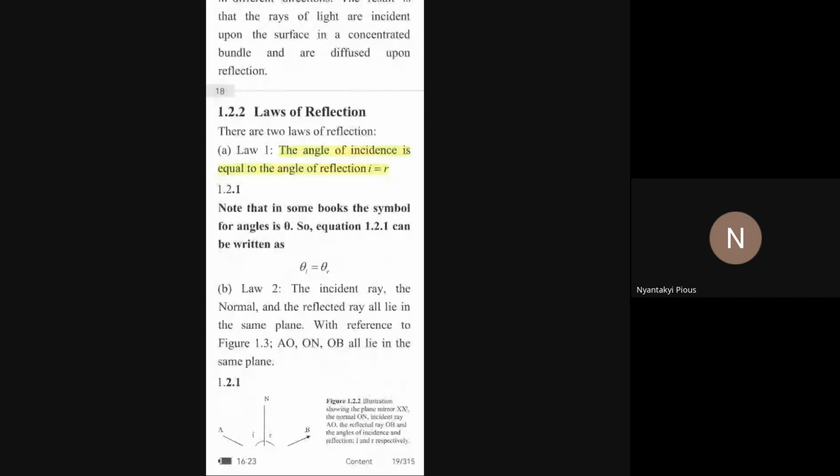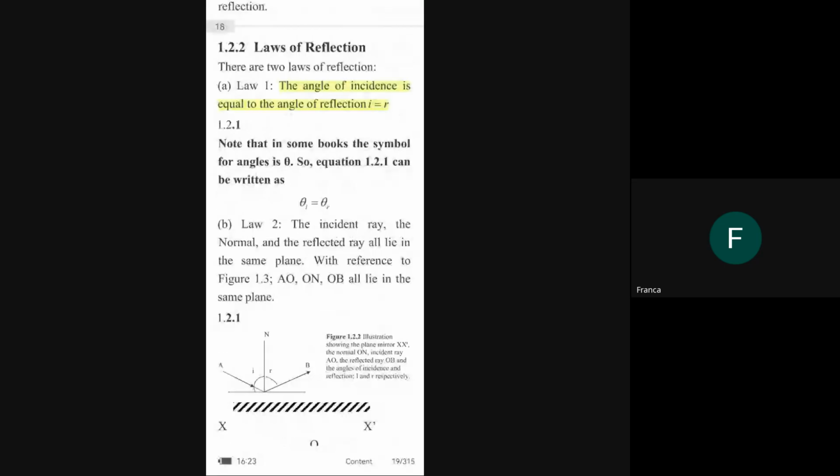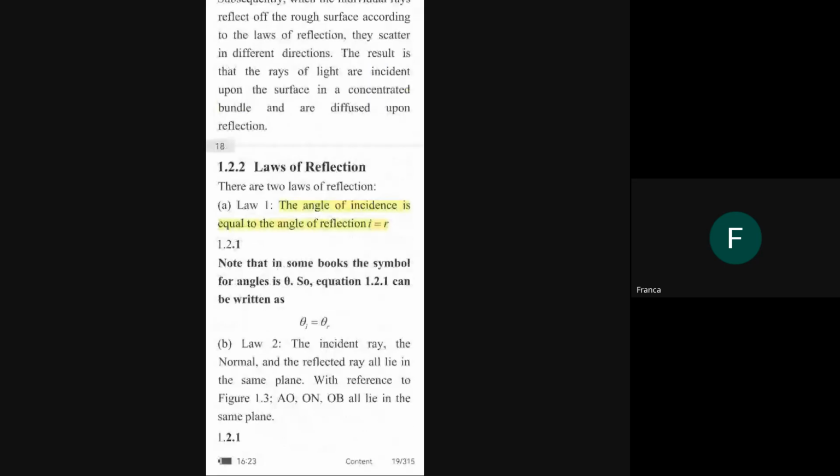Okay, I just mentioned the first law. The first one is that whenever a reflection occurs at a surface, the angle of incidence is equal to the angle of reflection. That is the first law of reflection: angle of incidence equals angle of reflection.